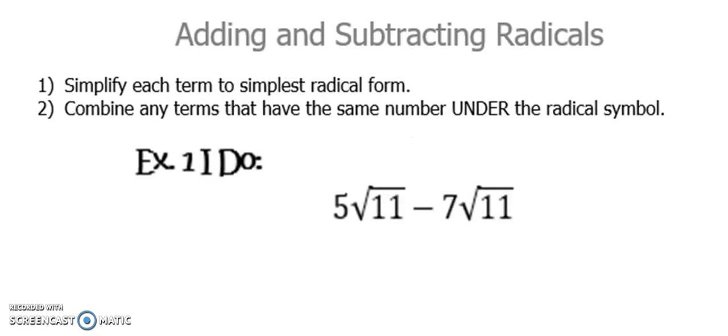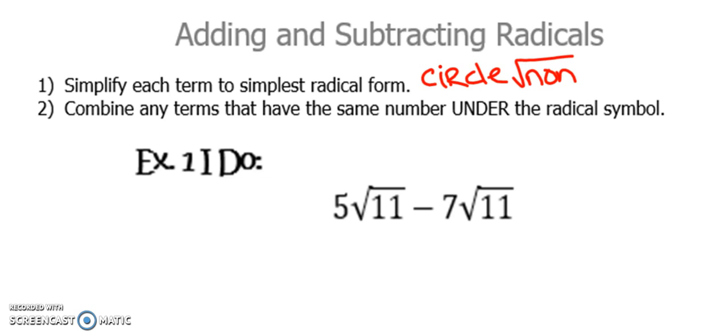Now, when it comes to adding and subtracting radicals, we're not going to have variables, but we are going to have coefficients and numbers underneath the radicand. Our first step is going to be to simplify each term to simplest radical form. So we don't want anything extra underneath that square root symbol or the cube root symbol. We want to make sure everything is pulled out. And just as a reminder, you put the circled pairs or triplets on the outside and the non-circled pairs or triplets on the inside. Once we do that, you're going to combine any terms that have the same number under the radical symbol.